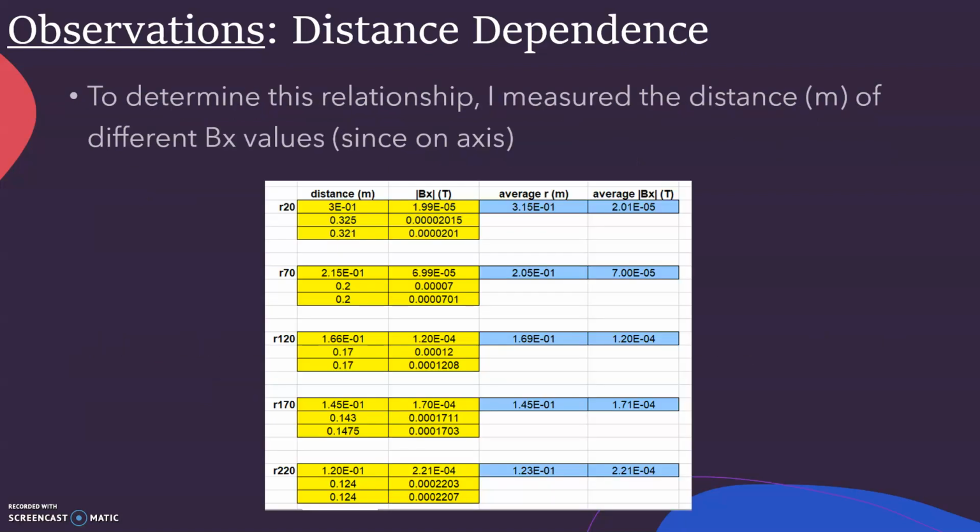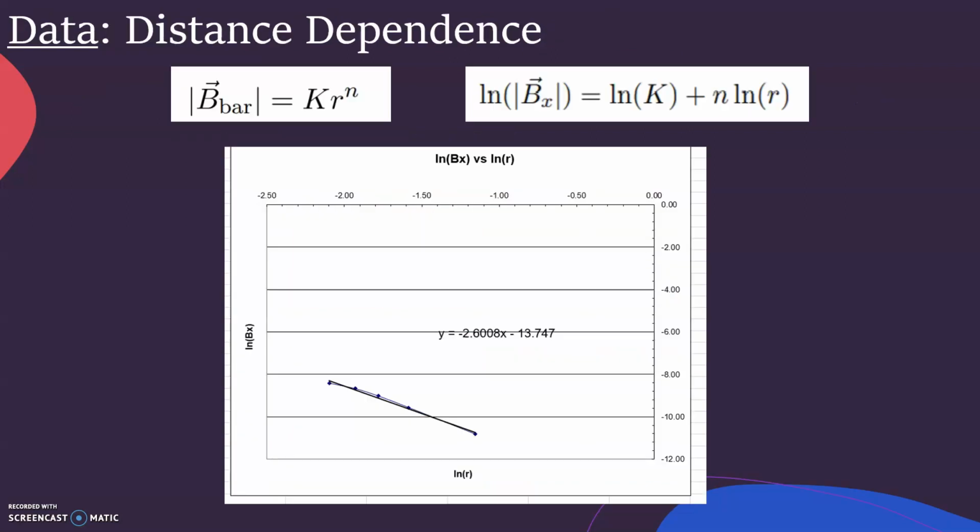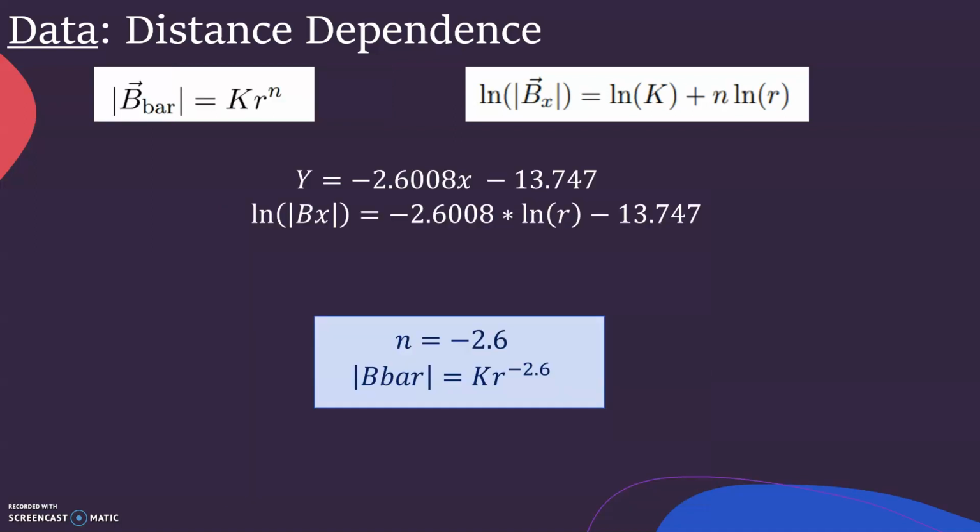So here's my actual data. I measured the distance at different Bx values. And the only important thing was to start out with Bx equal to 0 by orienting the phone correctly, and also making sure of the right units: centimeters, meters, microteslas, and teslas. When this is plotted, the ln of Bx versus the ln of the position vector, since taking the ln of the equation on the left makes it easier to analyze, the value of n, which is what we're looking for, is just the slope, which in my case is negative 2.6.